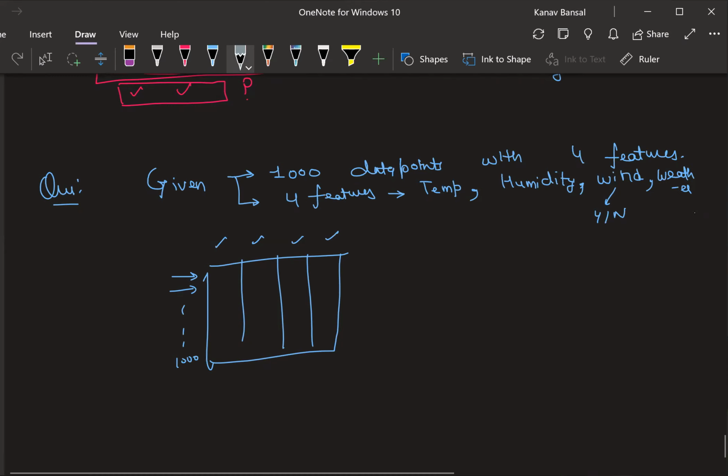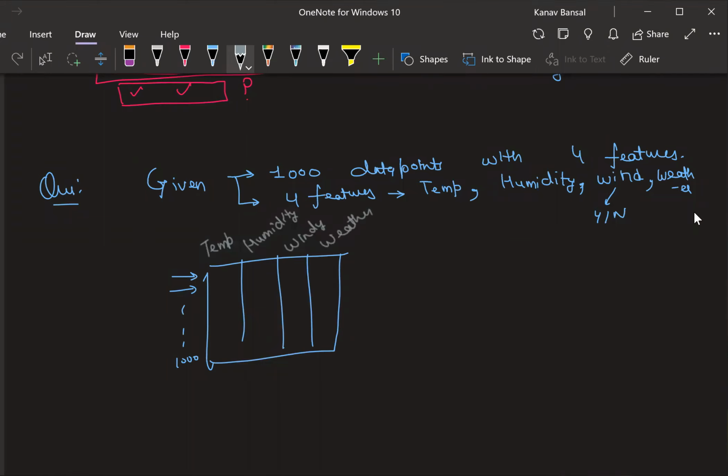The first column given to you is temperature. The second column given to you is humidity. The third column given to you is windy. The fourth column given to you is weather.